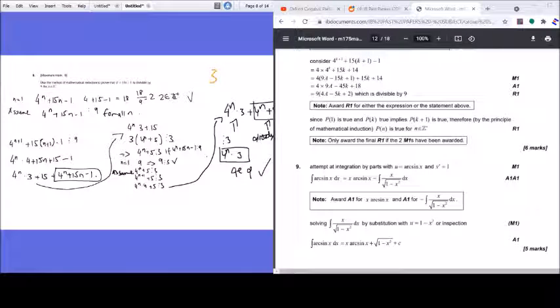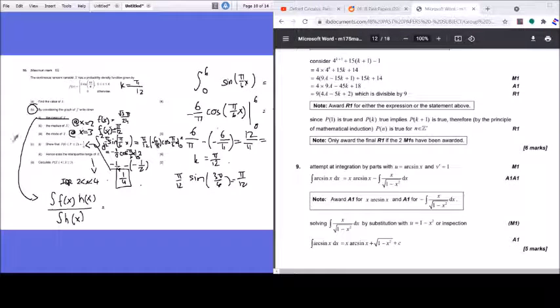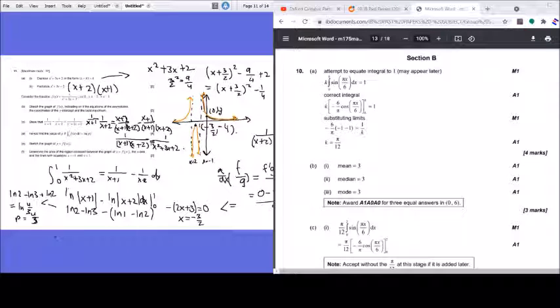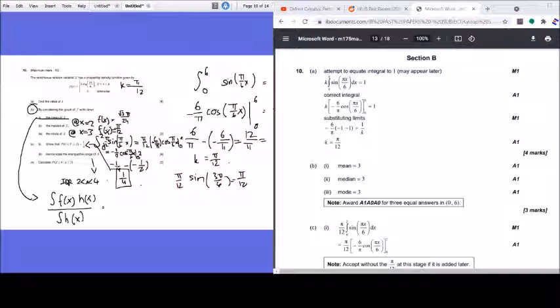Attempt at integration by parts, I didn't do that at all, so no, I didn't get any points for that. Question 10. Attempt to equate the integral to 1. I did that. That's correct. And then the correct integral, which I also did, and k equals 12, so I also did that. So I got all the points for that. Mean 3, median 3, mode 3. I only got 1 correct answer.